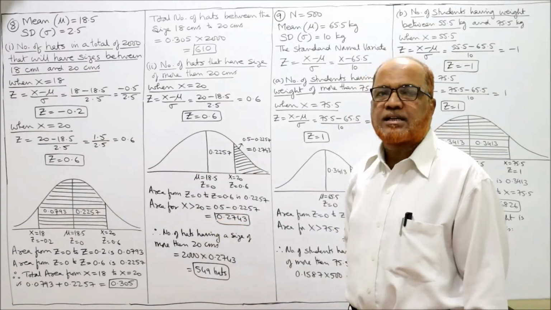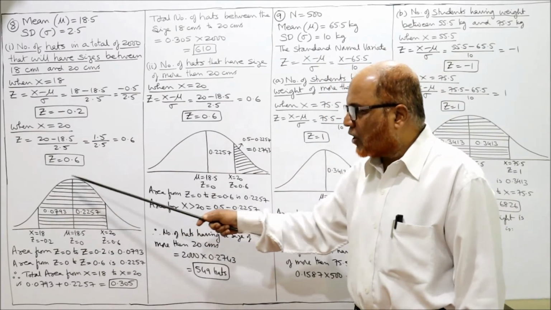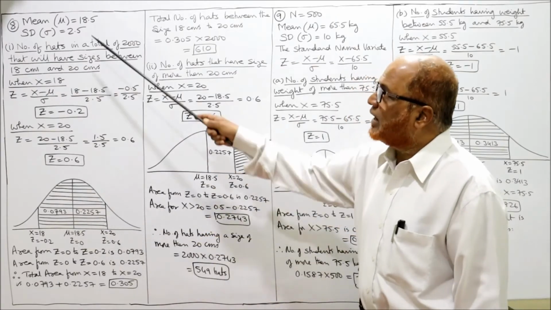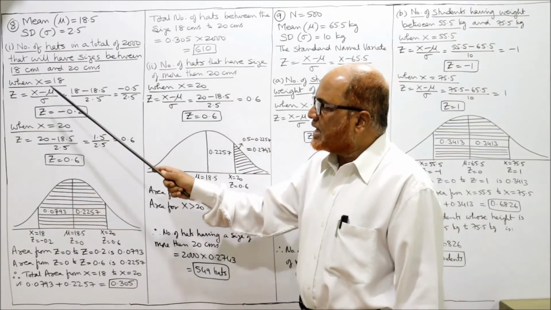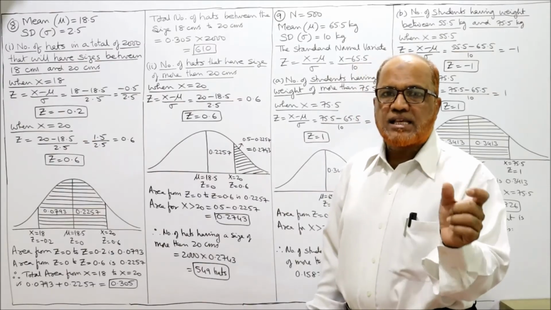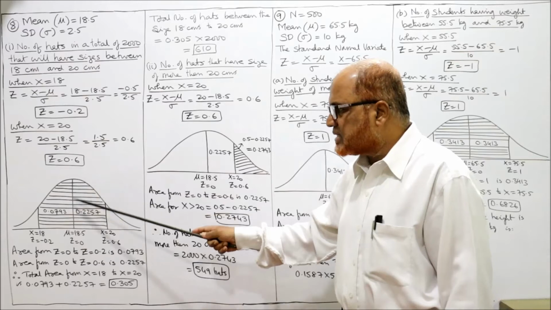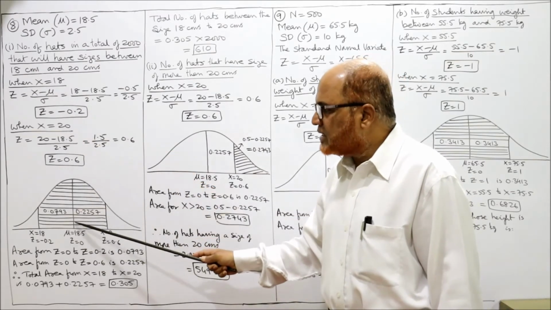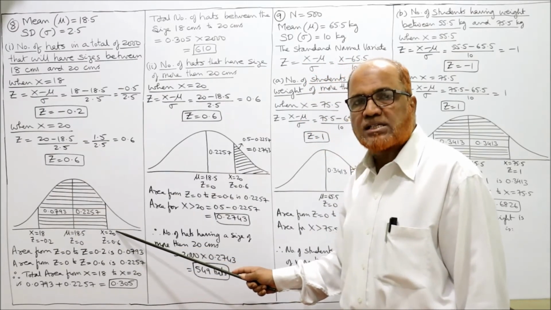Now we'll represent the given information in the normal curve. We'll draw the normal curve. The central perpendicular is mu, that is 18.5. This is 18, and z is equal to 0. Now, the two x values are 18 and 20. See here, 18 is less than mu and 20 is more than mu. Mu is 18.5. Now one value is 18, the other value is 20. So 18 will be taken on the left hand side and 20 will be taken on the right hand side.